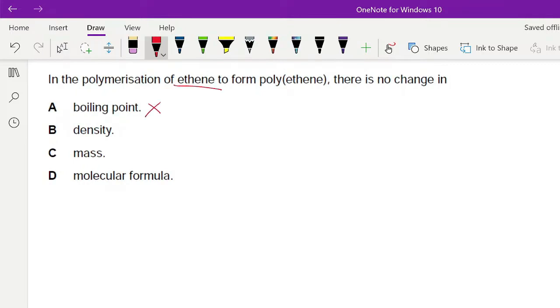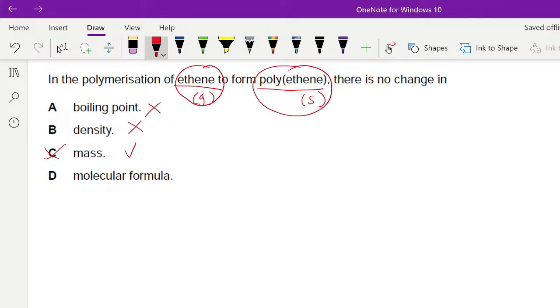And in the polymerization of ethene to form polyethylene, there is a change in boiling point because ethene is a small molecule, right? So boiling point is low. Polymer is high. Density changes because ethene is a gas. Polyethylene, due to the high boiling point, is not a gas, it's a solid. Polyethylene is plastic, right? It's solid. So density actually changes. Mass doesn't change because the total mass of ethene will be the total mass of polyethylene, right? Mass doesn't change.